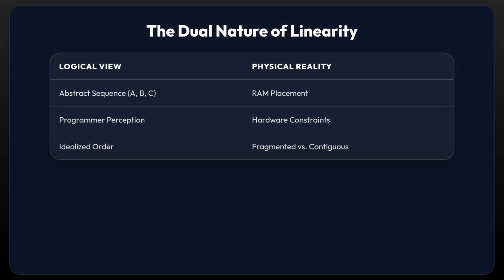We must first distinguish between the logical and the physical. Logically, a sequence is just element A followed by B. But physically, inside the RAM, the story is different. Arrays unify these views through contiguity, while linked lists decouple them, scattering logical neighbors across physical memory space.